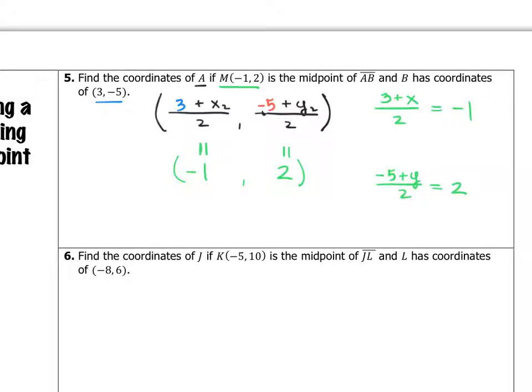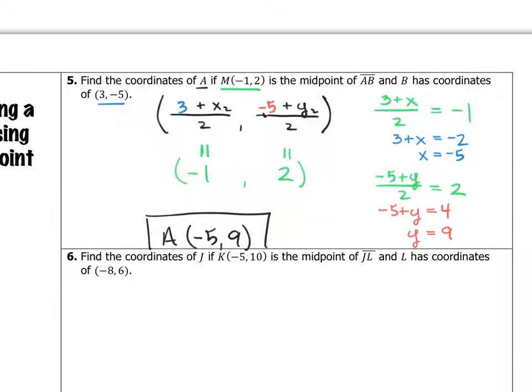Now let's solve each of these equations separately. For my first equation, I need to multiply both sides by 2. That gives me 3 plus x equals -2. And then if I subtract 3 from both sides, I get x equals -5. For my second equation, multiply both sides by 2, and I get -5 plus y equals 4. Then add 5 to both sides, I get y equals 9. So this x value and this y value, -5, 9, are the missing two coordinates of point A. So A has coordinates -5, 9.